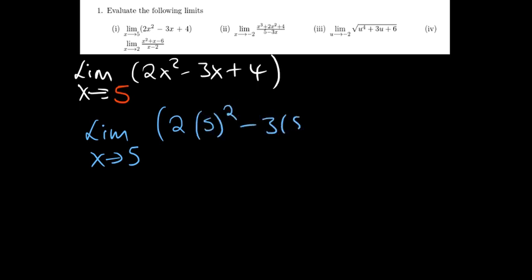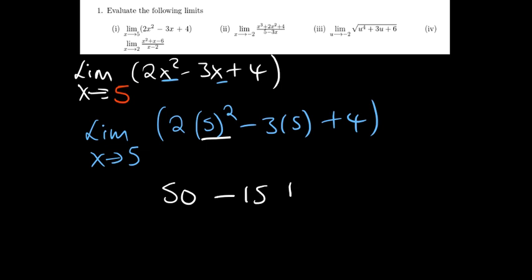Okay, so that's what I've done. Where we had x, that's where I've substituted this 5. So at this point, 5 squared is 25 times 2 is 50, minus 15 plus a 4. So that's going to be 50 minus 11. That's going to be a 39.